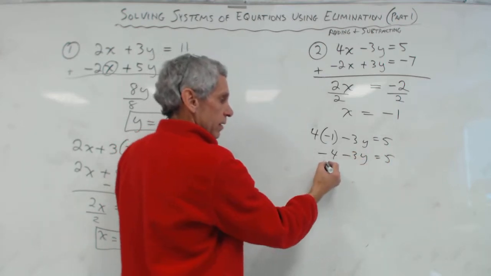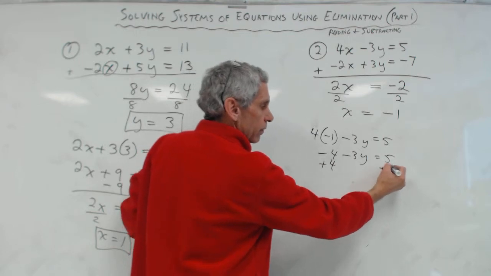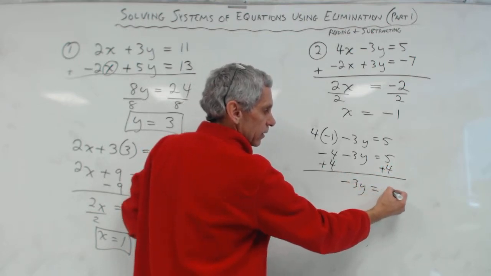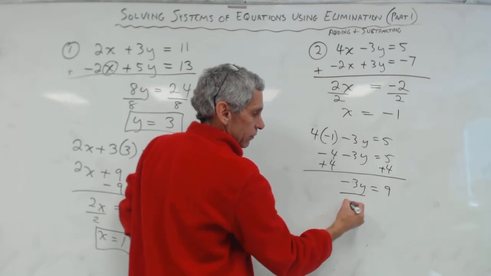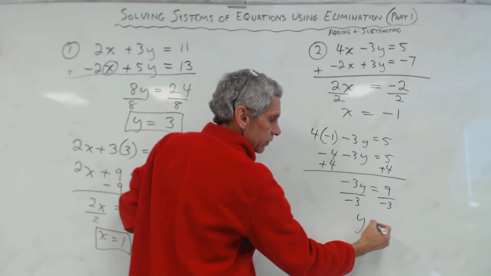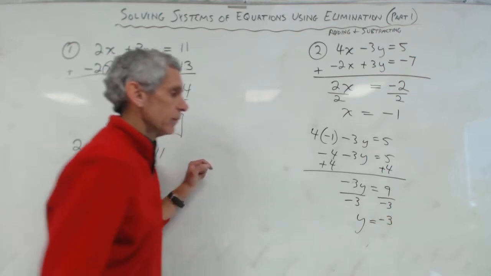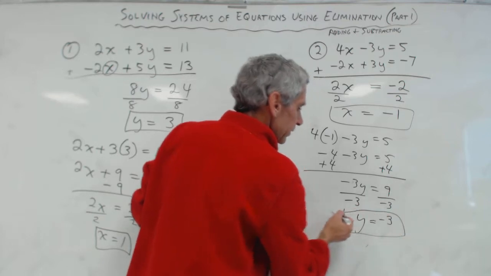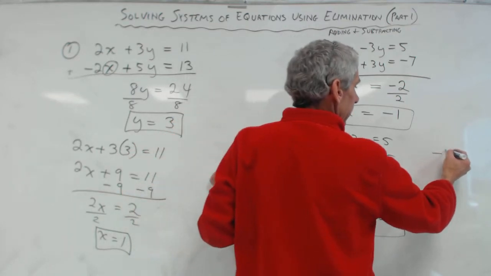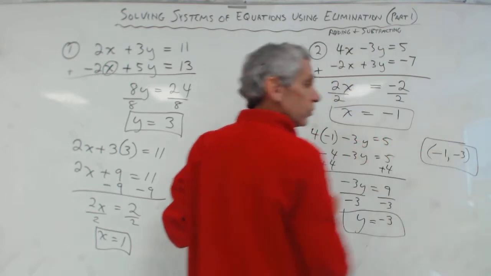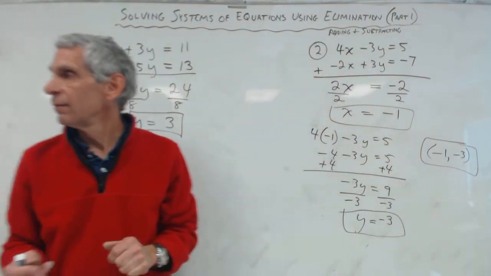Then you would add 4. Then negative 3y is equal to 9. Divide by negative 3. y is equal to negative 3. All right, so there's my answer. Now, if you wanted to write these as coordinate points, you could. You could say negative 1 comma negative 3. That's also the correct answer, either way.